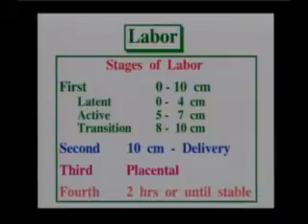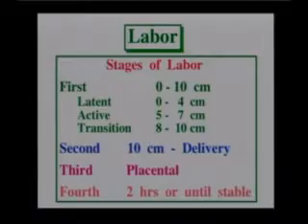And from 10 centimeters till delivery is second stage labor. This is when all those mechanisms of labor that we just went through happen, and she's pushing this baby out. Once the baby is born, she enters third stage of labor, and from the delivery of the baby to the delivery of the placenta is third stage labor. Then once the placenta has been delivered, she's in fourth stage, and we usually define this as the first 2 hours after delivery or until Mom is stable.